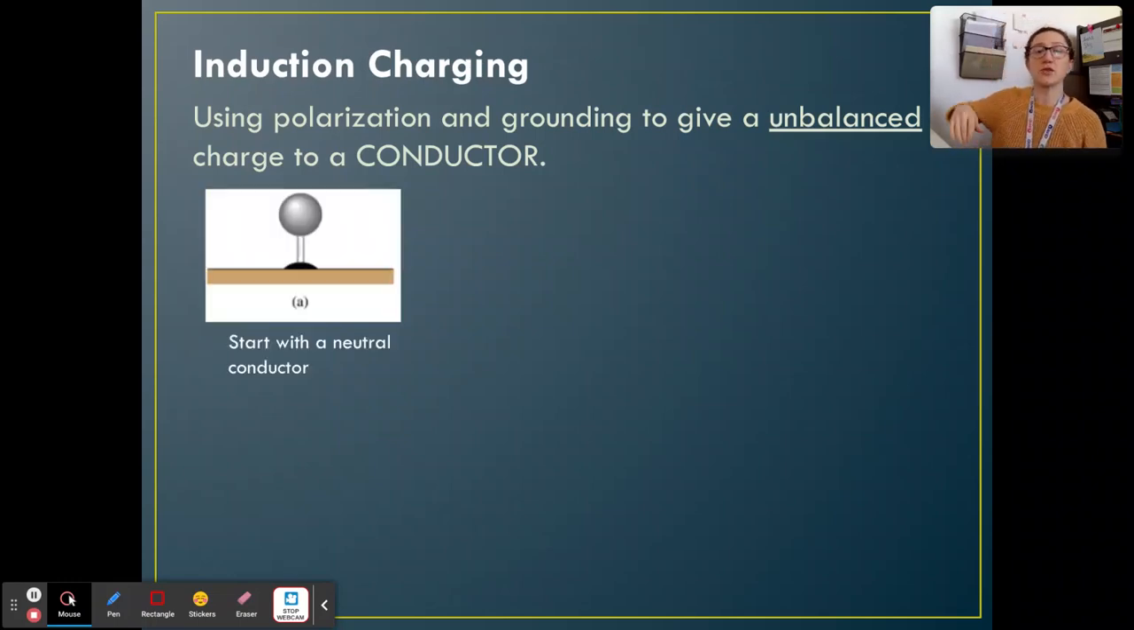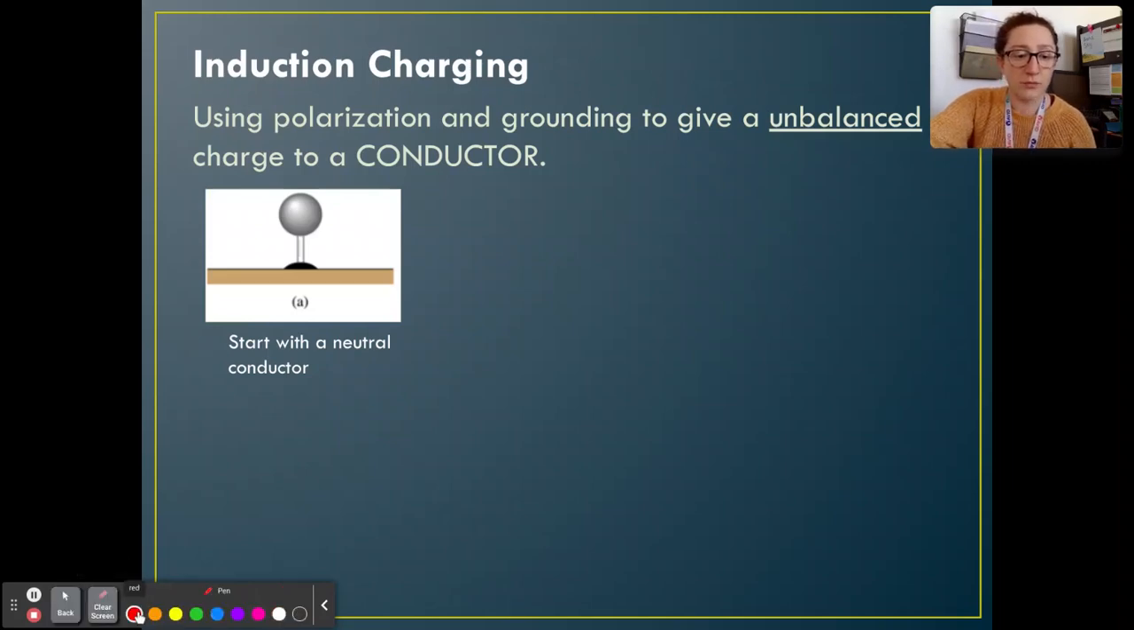So we start with a neutral conductor. And when we say neutral, we know that it means that we have the same number of protons and electrons. So I'm going to draw in 4 protons in there and pair that with 4 electrons. 3, 4.